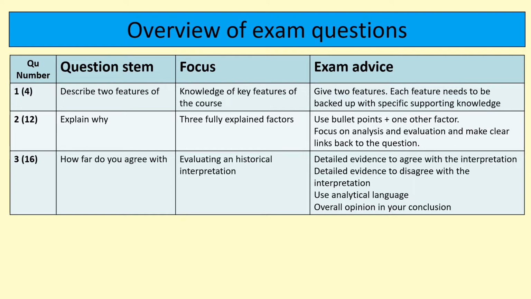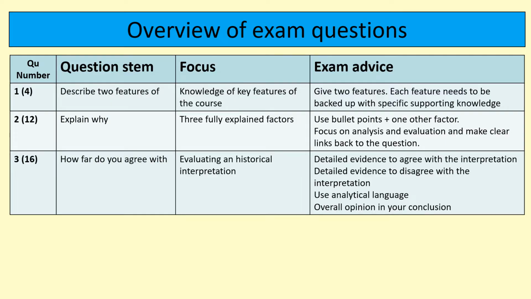with specific supporting knowledge. The explain why question, you're looking for 3 fully explained factors, so 3 different paragraphs. You can use the 2 bullet points to guide you, plus 1 other factor. You don't have to use the bullet points though if you don't want to, as long as you've got 3 really good factors, but obviously it's probably going to be useful for you to use the bullet points. So you're going to focus on analysis and evaluation and make clear links back to the question.